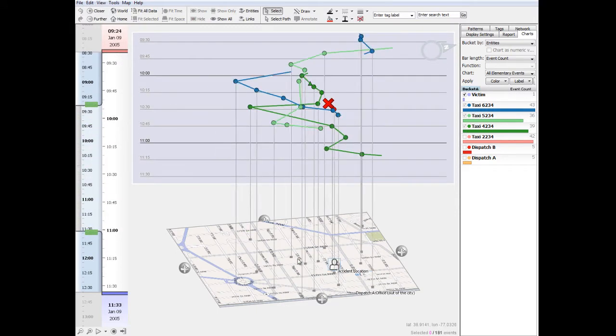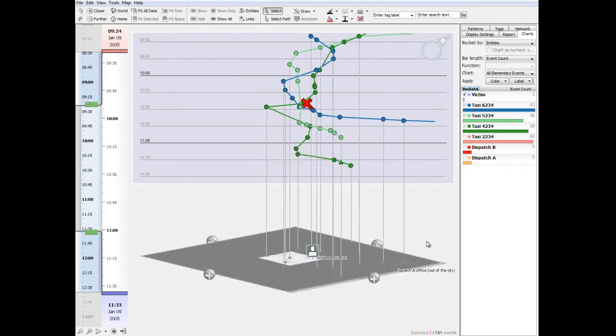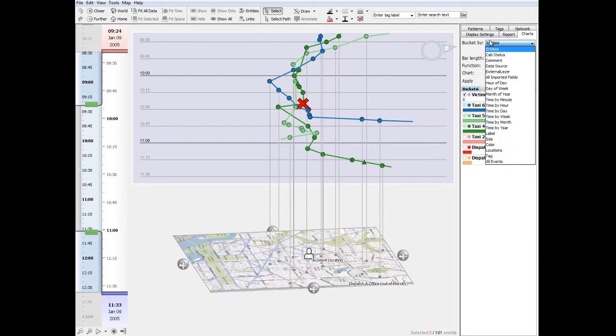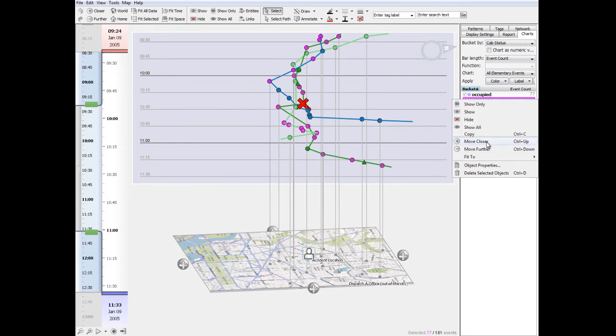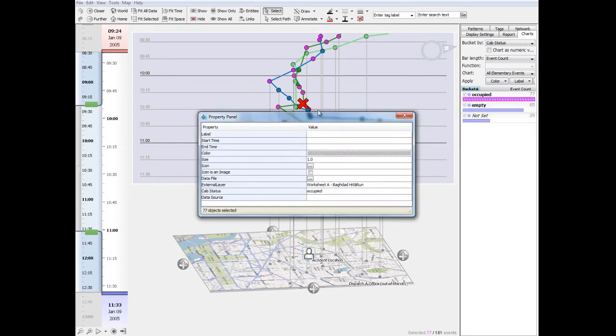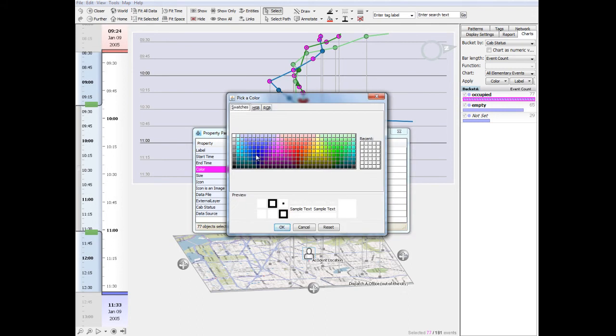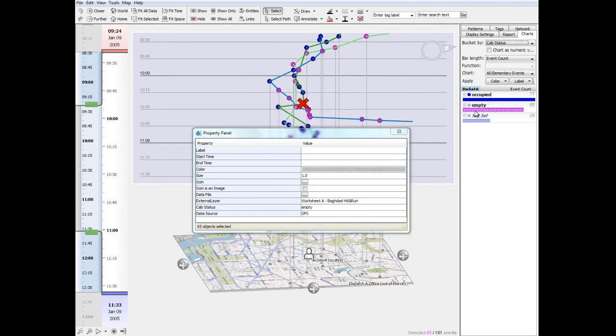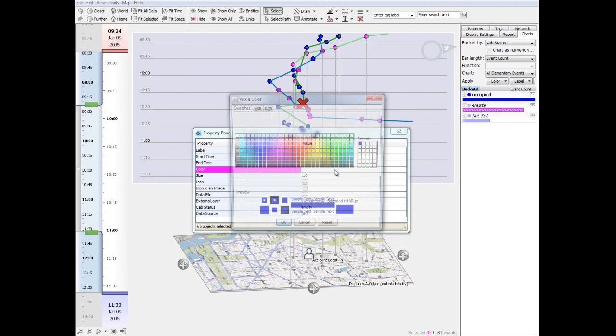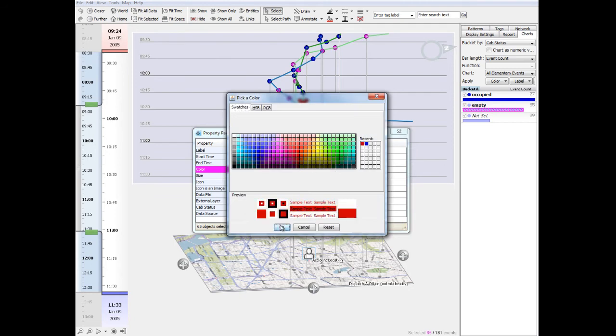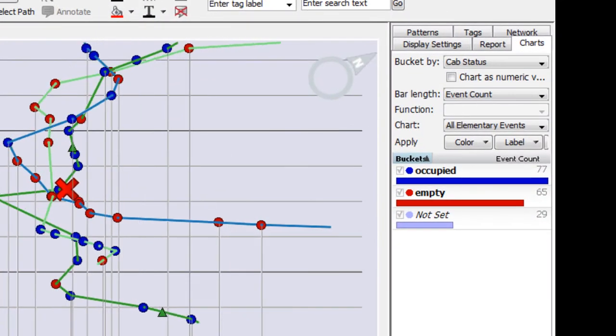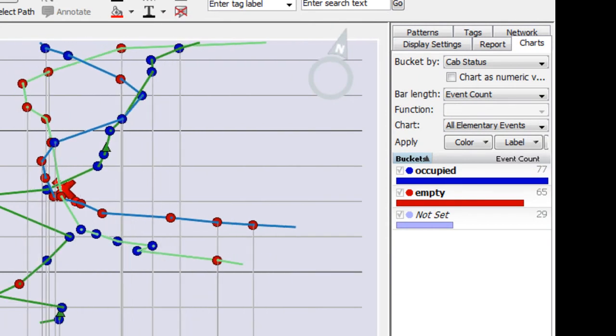The next thing I'm going to take a look at is what was going on inside of the cab. We were lucky enough to have data that included the cab status, which is a really interesting one. It tells us whether the cab was occupied, so if there was a passenger in the car, or whether it was empty. I'm going to make the color of these events different based on whether there was an occupant or whether the cab was vacant. Anytime there's a passenger in there, the event point will be blue, and anytime the cab is empty, it's going to be red.